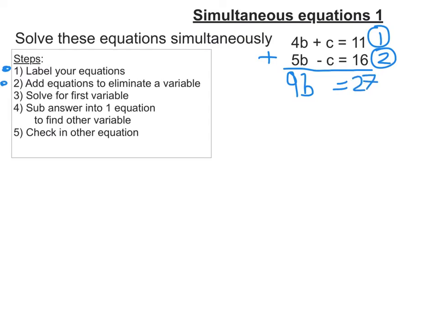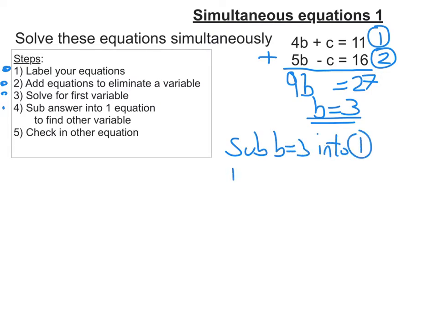So now solve this for the first variable. Well, 9b equals 27, so divide both sides by 9. 27 divided by 9 is 3. So my first variable is b equals 3. Now I need to sub that answer into one of the equations to find the other variable. So I'm going to sub b equals 3 into equation 1.